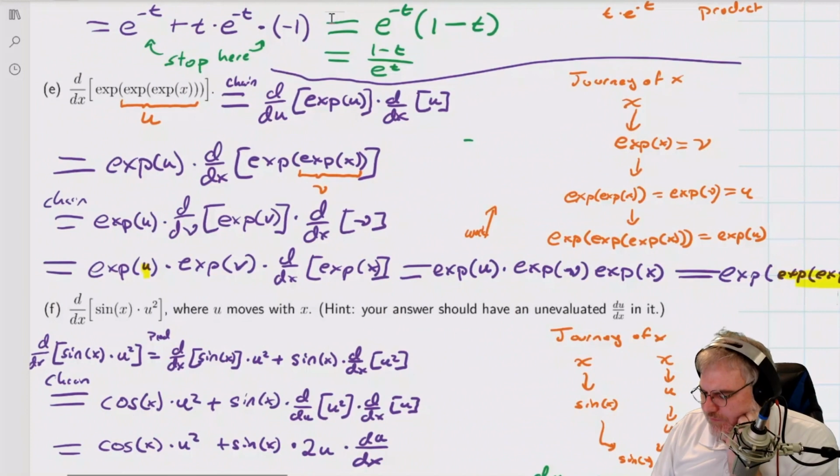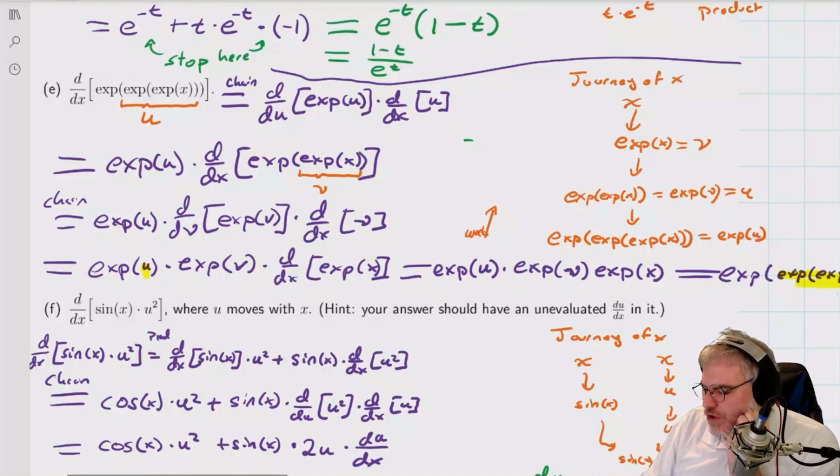So 1 to 5, how do we feel about this one? Besides the fact that I didn't leave enough room. All right, this one's got 2 chains. That's hard.